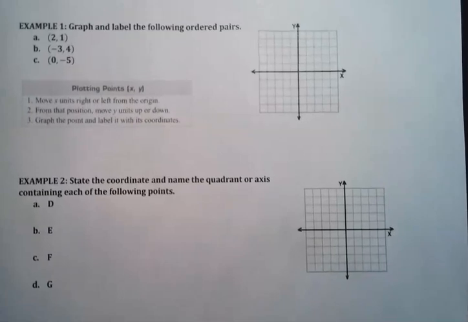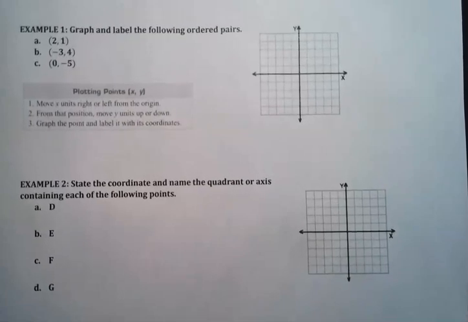All right, so example 1. Let's just start off with some graphing. Make sure you know what's going on there. We want to graph and label the following ordered pairs. So 2 comma 1. Remember, we always go horizontal and then we go vertical. Our first number is horizontal. So we go right 2 because it's positive and up 1 because it's positive. And we're going to label this 2 comma 1.